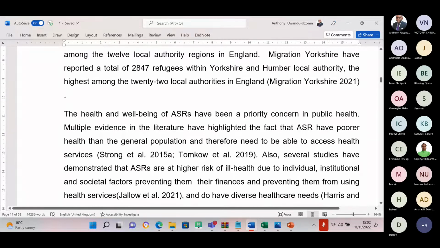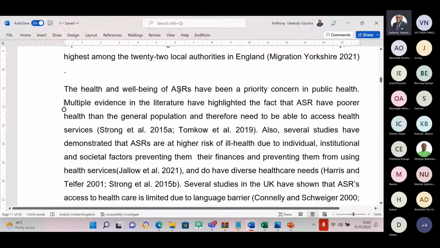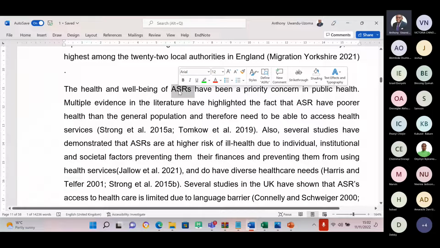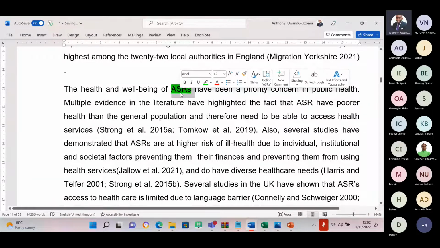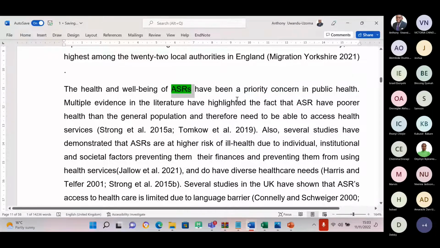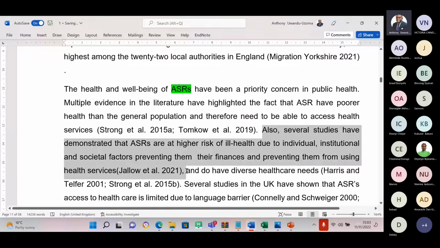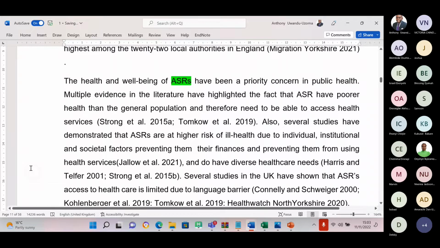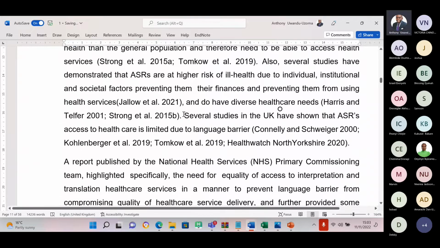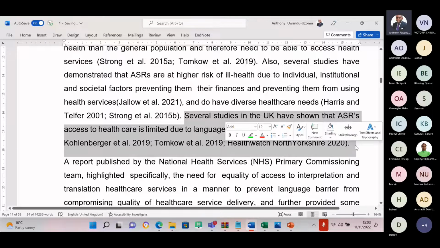Then about your population, what is important? Why is that topic important to them? So I now discuss how asylum seekers and refugees have poorer health. I'm just trying to show why my topic is important, and then show that several studies have said the same thing. That's why language barrier is important. So why is your concept important?